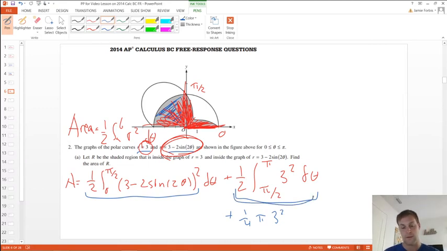Okay. But again, this is CalcActive, and you don't have to be in polar mode to type these integrals in. You can just type them into your regular integral on your calculator. That's what I did, and I got 9.708. All right, so there you go. That was A. Let's move on to B.